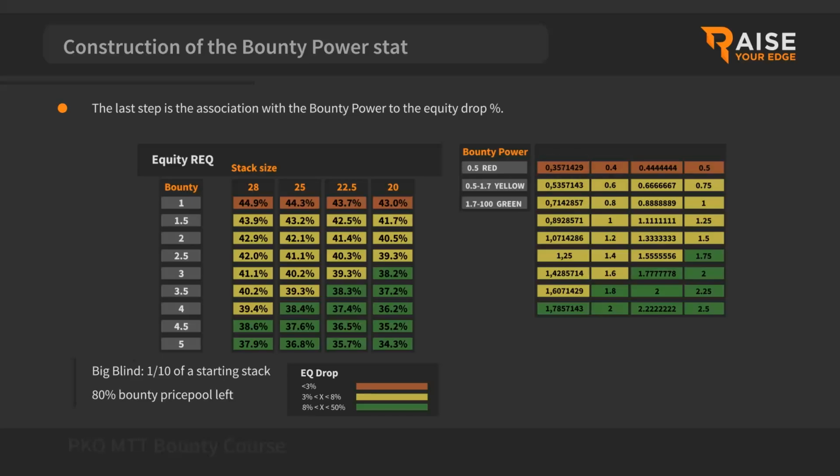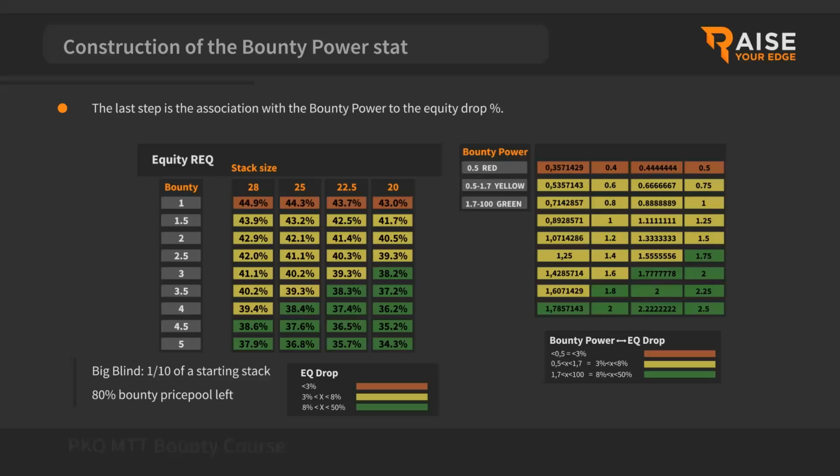So on the right side, I did already do the color coding for the bounty power. So the number here is the relation between the stack size and the bounty, and the color coding should reflect the equity drop. And then we can set borders for the bounty power. So we can say, okay, if we have a bounty power which is 0.5 or lower, then the equity drop is 3% or lower.